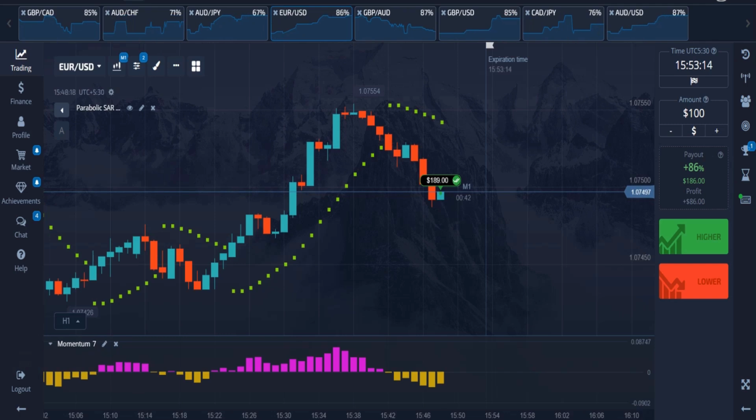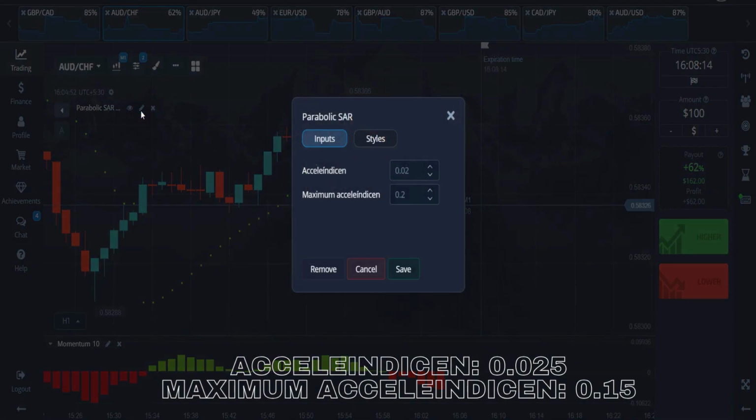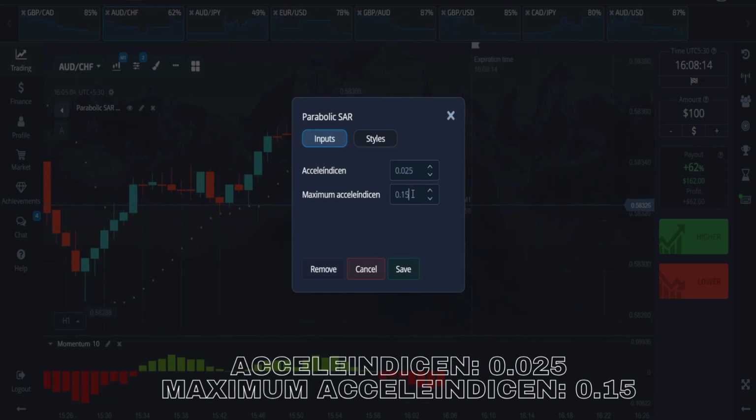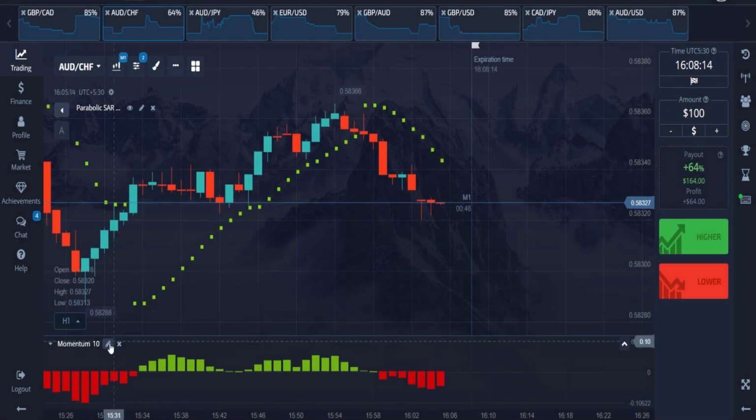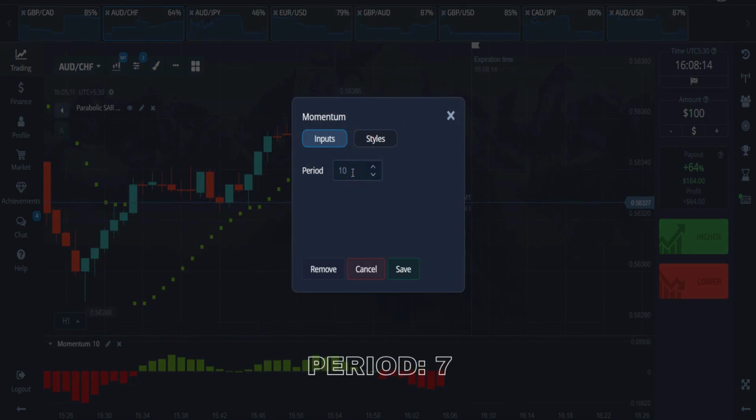Now, as promised, let me show you the indicator settings for this strategy so you can set them up yourself. Parabolic SAR indicator settings: acceleration 0.025, maximum acceleration 0.15. Momentum indicator settings: period 7.